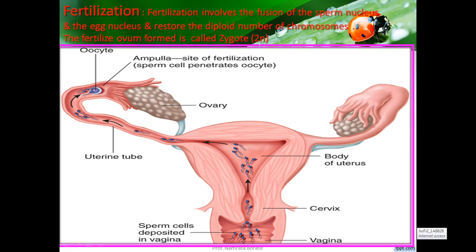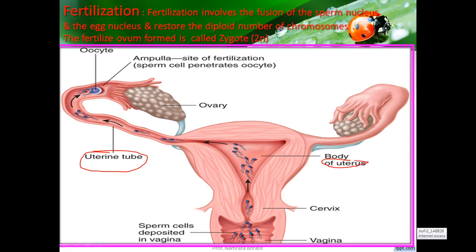In human beings, fertilization is internal and occurs high up in the fallopian tube, also called the uterine duct. The fertilized egg, also called the zygote, will develop into an embryo. This process occurs within the uterus.